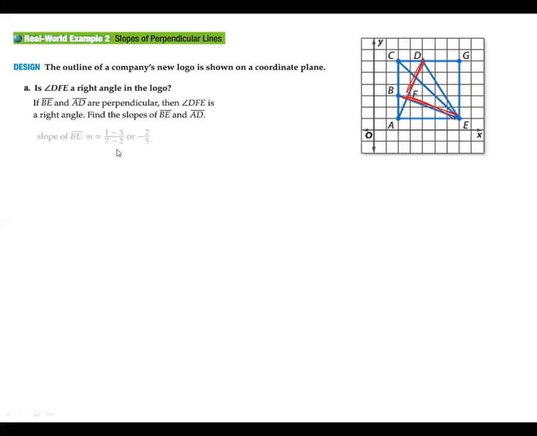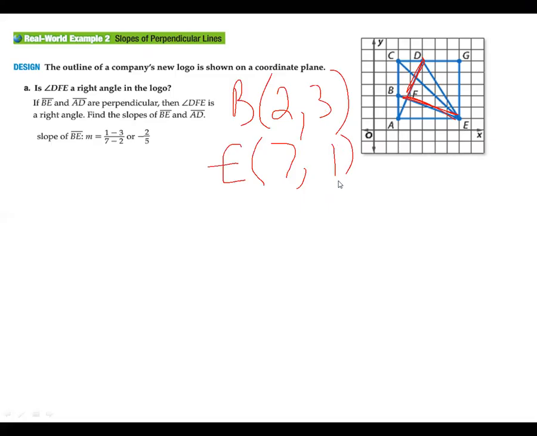Okay, so the slope of BE. Now if you look at B, point B has coordinates 2, 3. And point E has coordinates 7, 1. All right, so if I do y2 minus y1, or 1 minus 3, over x2 minus x1, 7 minus 2, I get negative 2/5.